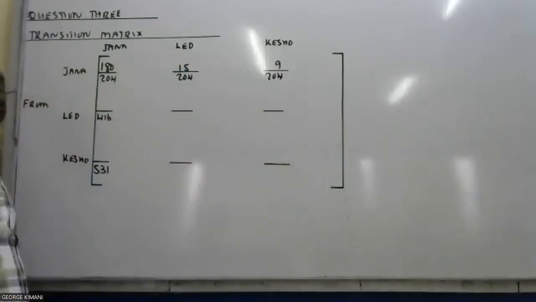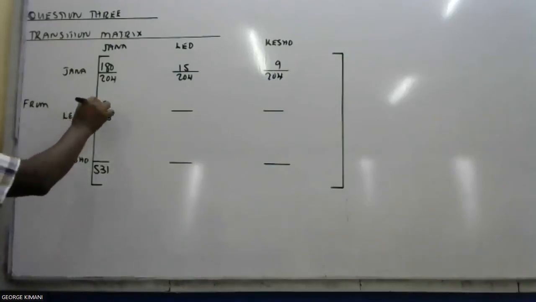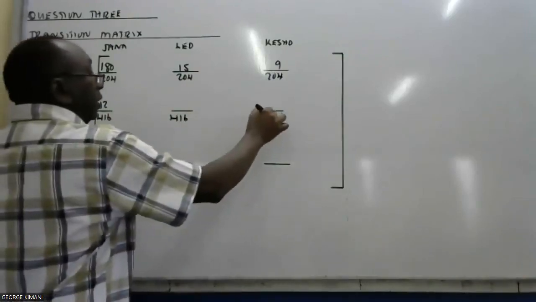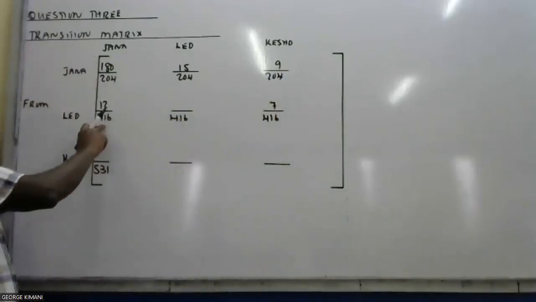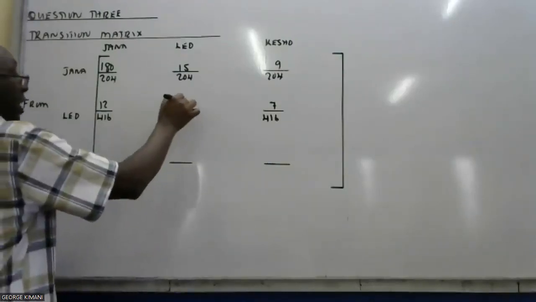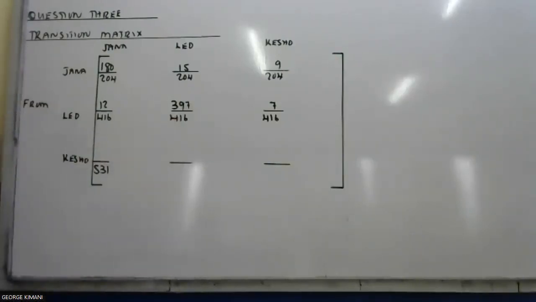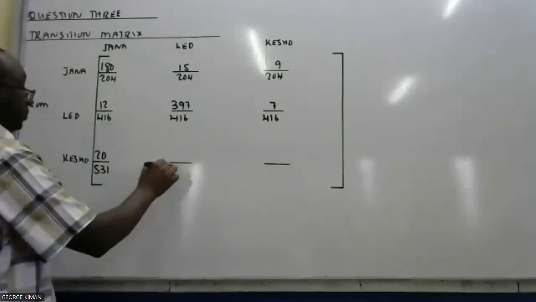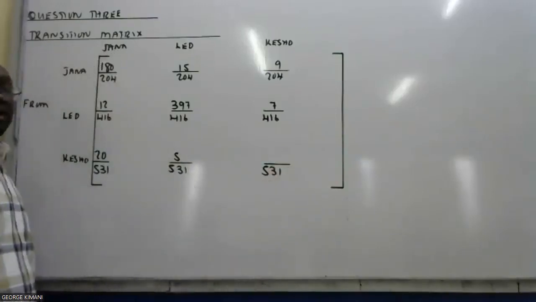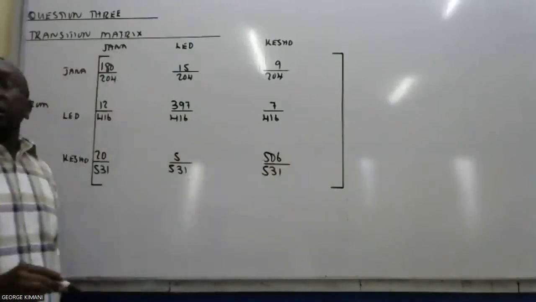I look at Leo. Leo has lost how many to Jana? 12. It has not lost anything to itself. And it has lost how many to Kesho? 7. So even if it began with 416 and it has lost 12, it has lost 7. It has retained how many? 397. Let's do the same thing with Kesho. Kesho has lost how many to Jana? 20. Has lost how many to Leo? 5. So, arguing the same way, it might have retained how many? 506.